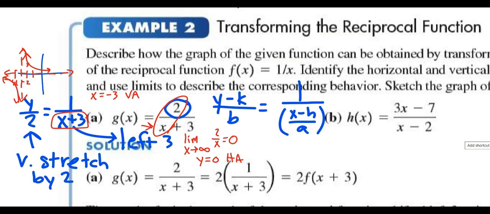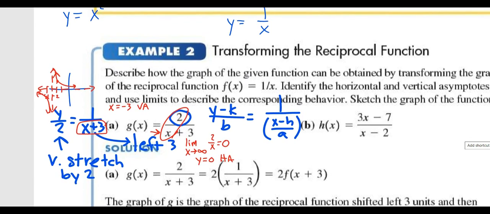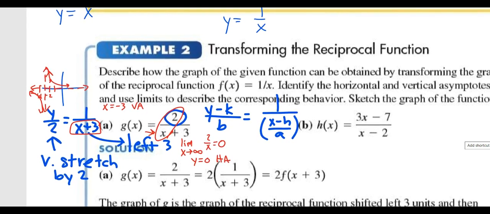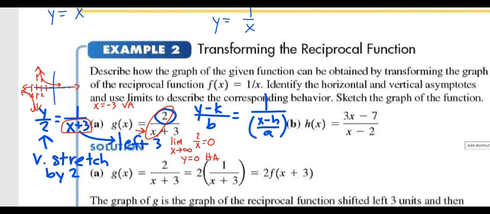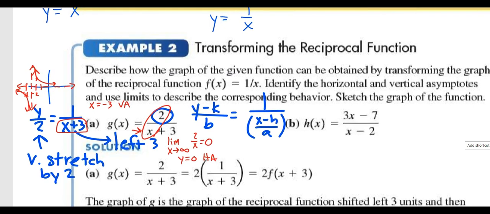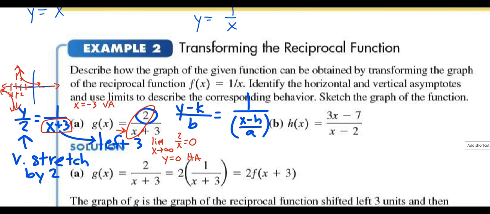They said, describe how the graph of the given function can be obtained by transforming the graph of the original reciprocal function. All right, we already did that. We said vertical stretch by 2. We shifted it left 3. Identify the horizontal and vertical asymptotes. Already did that. Use limits to describe the corresponding behavior. Okay? For sake of time, I'm not going to do the limit part. You know there's going to be 3 limits for that point, that discontinuity. It's pretty much just like the last one. I really want to get to this other one in B and show you something for question 3.